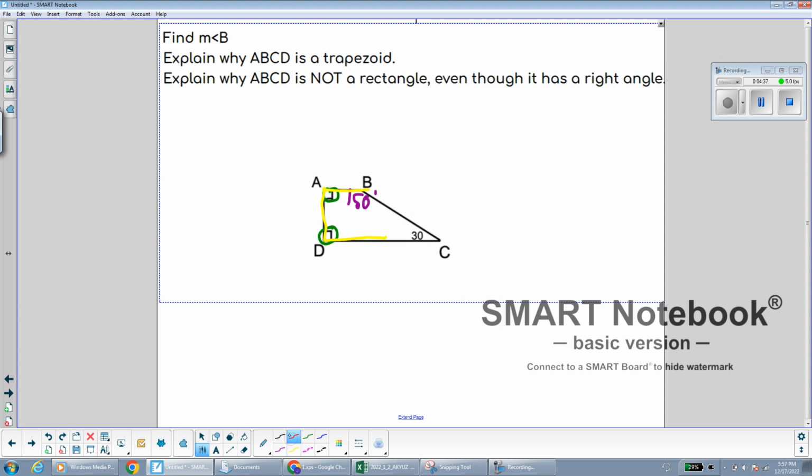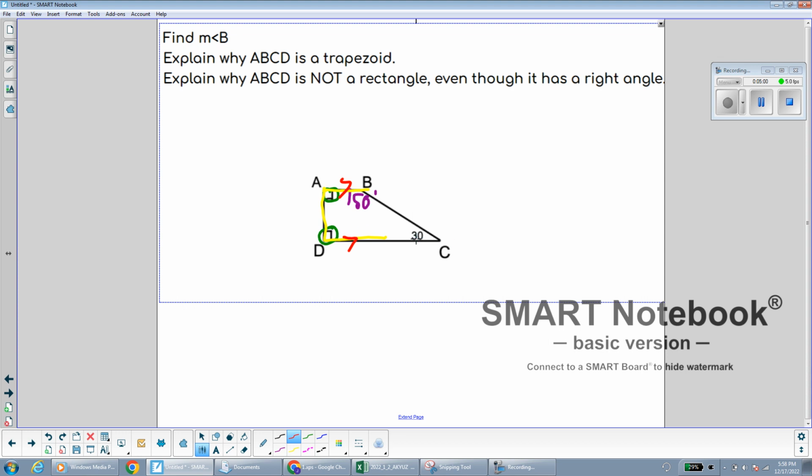And we know that one of our ways of proving that lines are parallel is to show that same side interior angles are supplementary. So since our same side interior angles are supplementary, the lines forming them, AB and DC, are parallel to each other. And if we take a look at AD and BC, we'll see that we have 90 and 30.